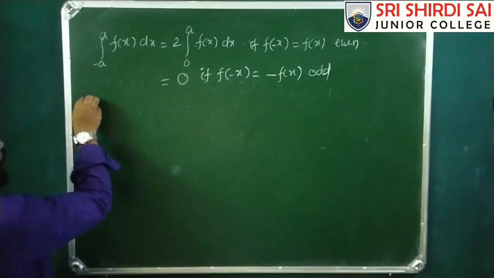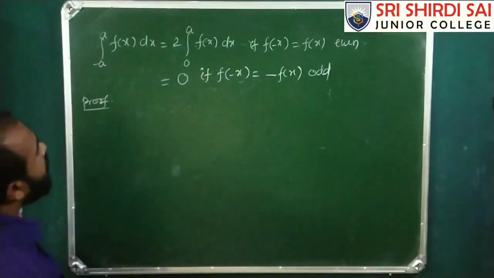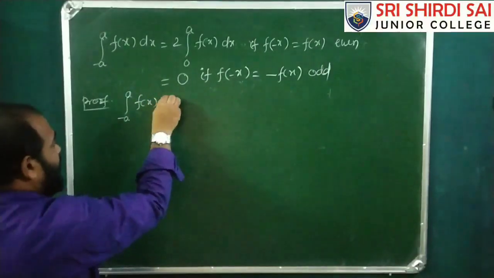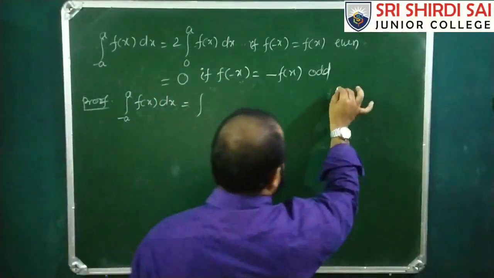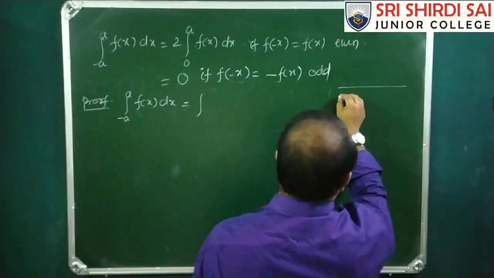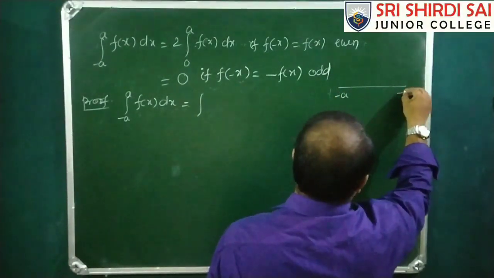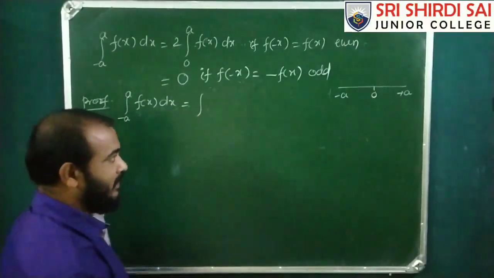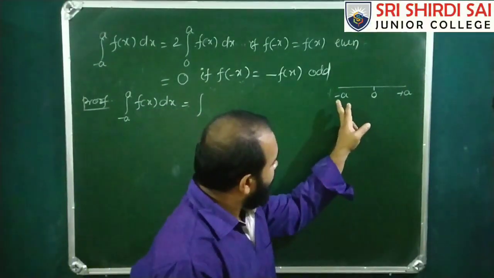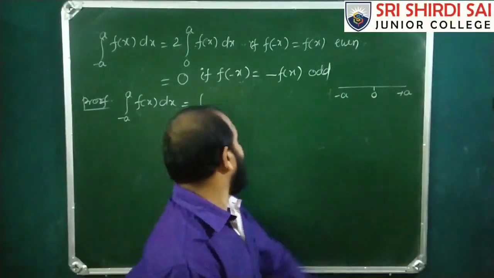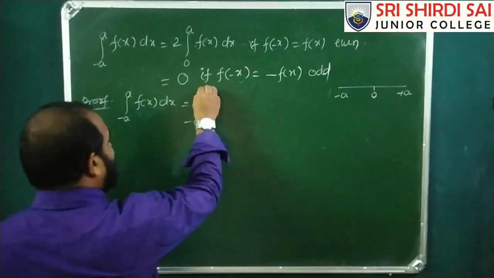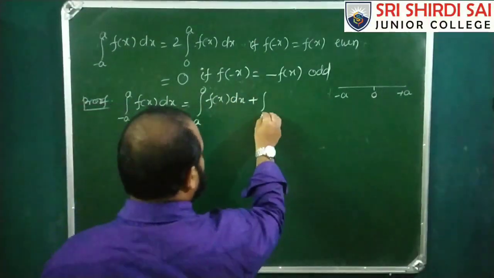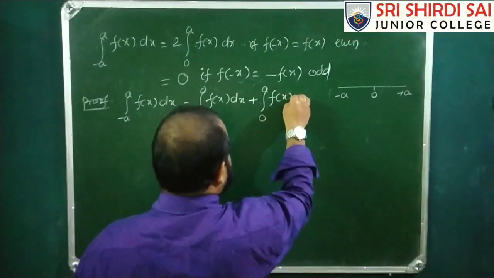So, proof. Minus a to a f(x) dx is equal to, see this number line for example. So this is minus a and this is plus a and 0 is in between. Therefore, we can split the interval from minus a to 0 and 0 to a. So minus a to 0 f(x) dx plus 0 to a f(x) dx.